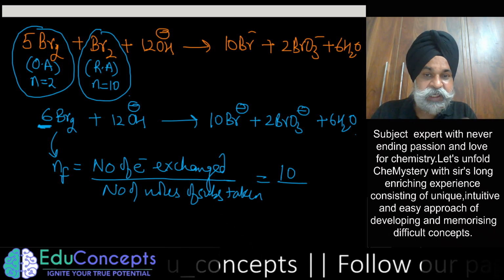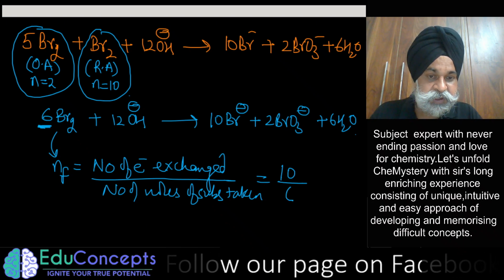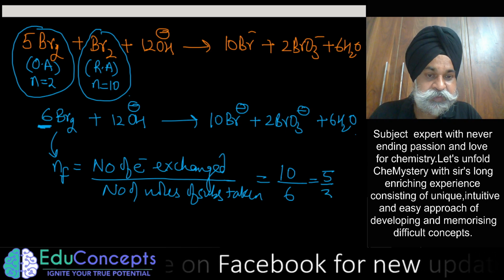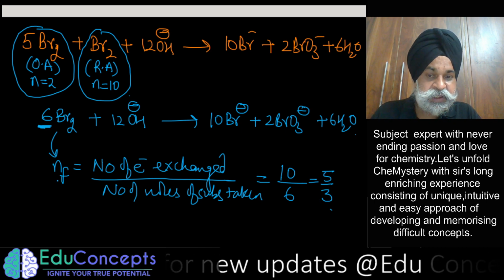कितने मोल्स के बीच में 10 इलेक्ट्रॉन्स का एक्सचेंज हुआ है? 6 मोल्स के बीच में. सो द n फैक्टर इज 5/3. So overall n factor is 5/3.